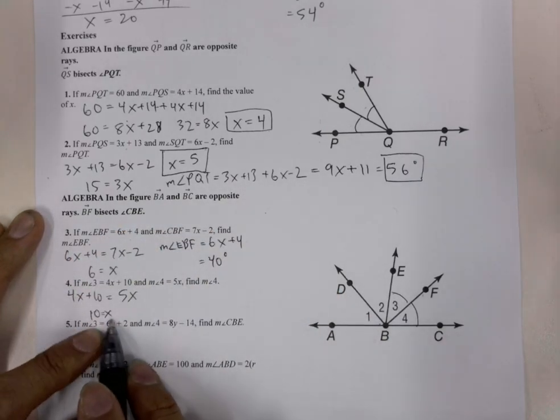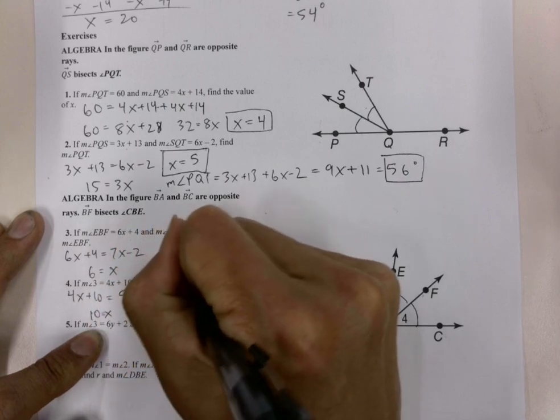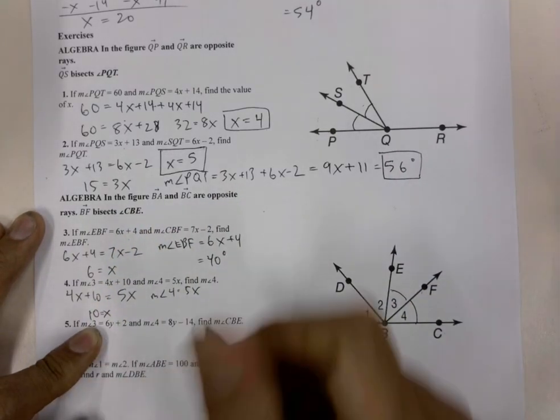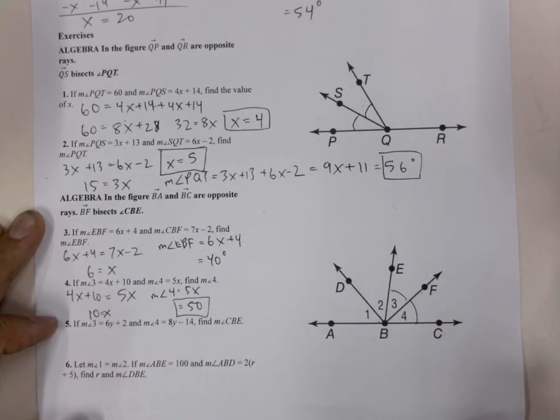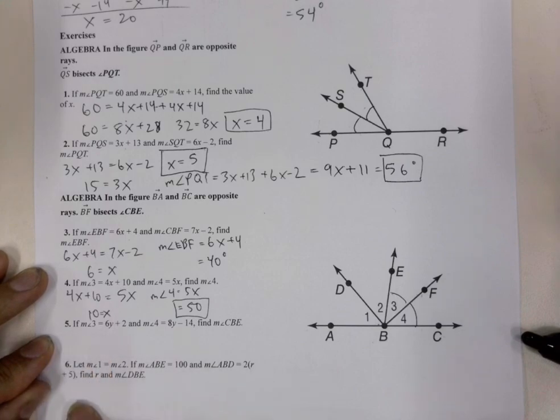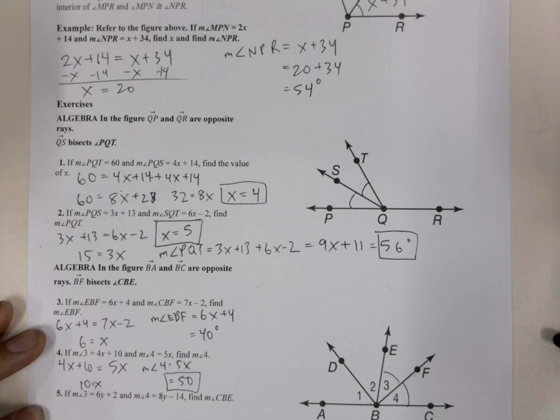But we're not looking for x, we're looking for the measure of angle 4. So the measure of angle 4 is equal to 5x. Well, x is 10, so my measure of angle 4 is going to be 50, and that is my answer there. And so I'll go ahead and let you do number 5 and 6 on your own, but those are the exercises on this page.